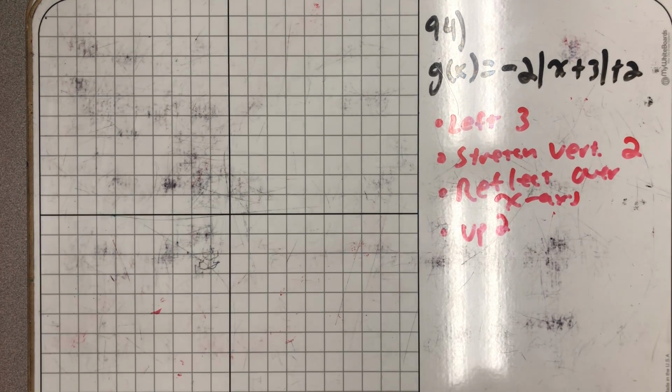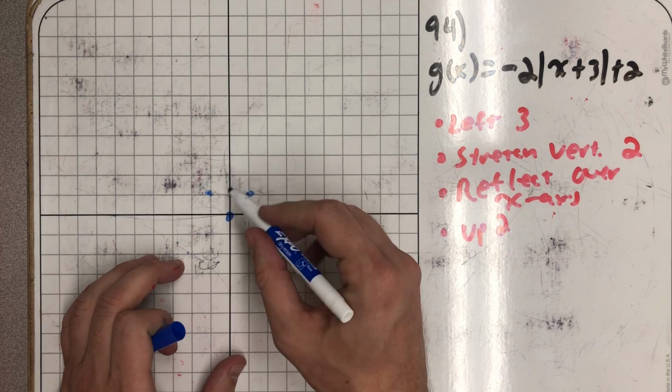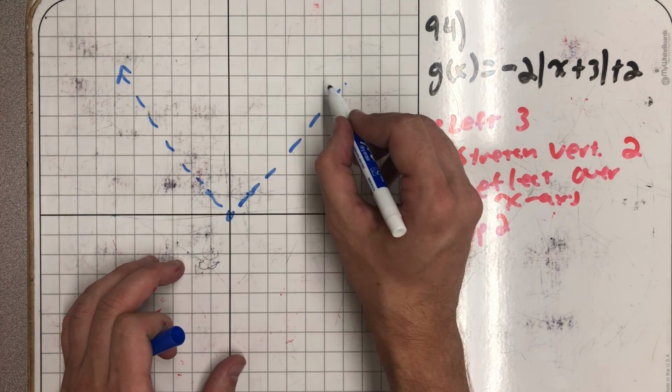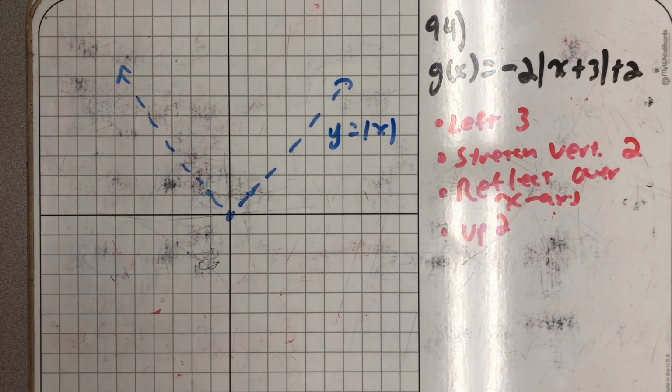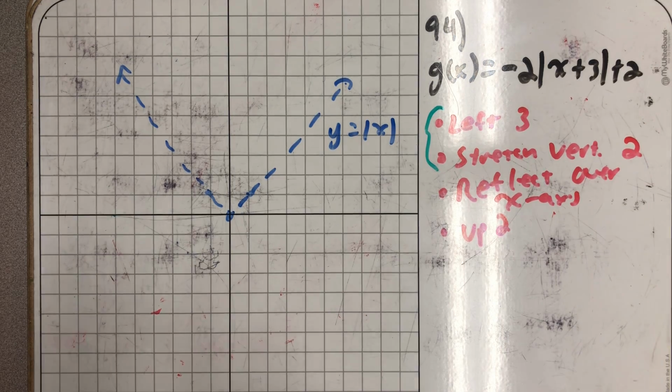I'm going to start with an absolute value graph without any changes at all. We know that's that nice happy V shape. All right, and then I'm going to do some of the transformations together and then draw one final answer. So I'm going to start by doing these 2 together. I'm going to go left 3, and I'm going to stretch vertically by a factor of 2.